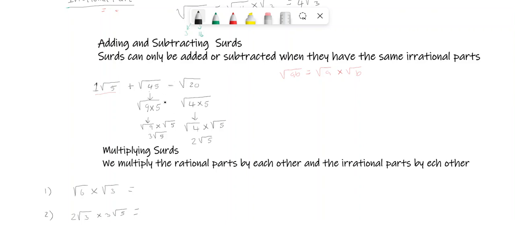Okay, so now notice that if I write this out over here, we have 1 times the square root of 5 plus, so the square root of 45 can be simplified into 3 times the square root of 5. And then the minus 20. So this here can be written in this form here, 2 times the square root of 5.